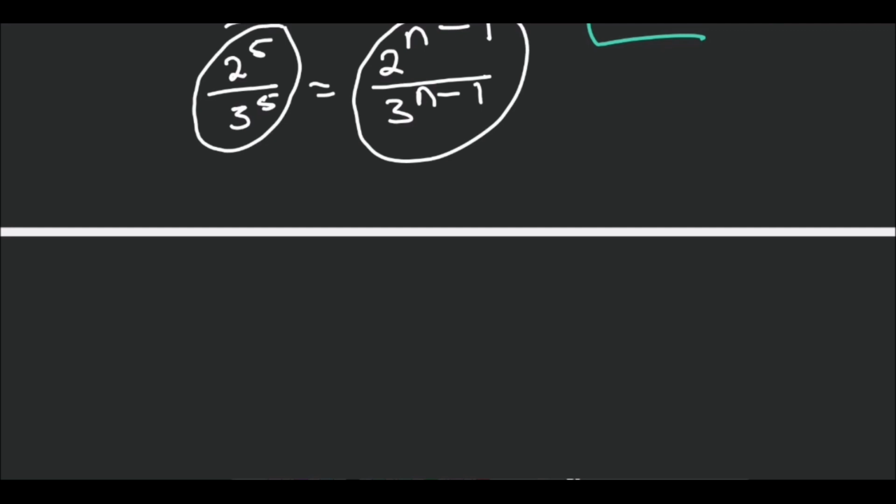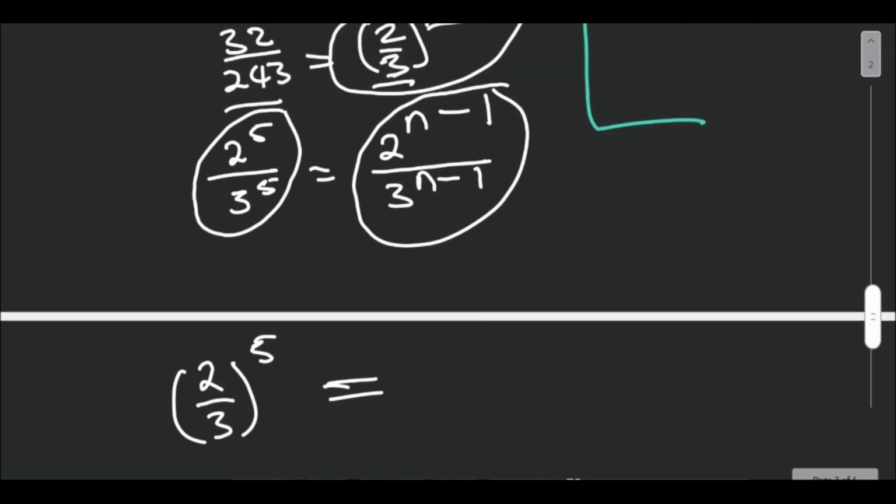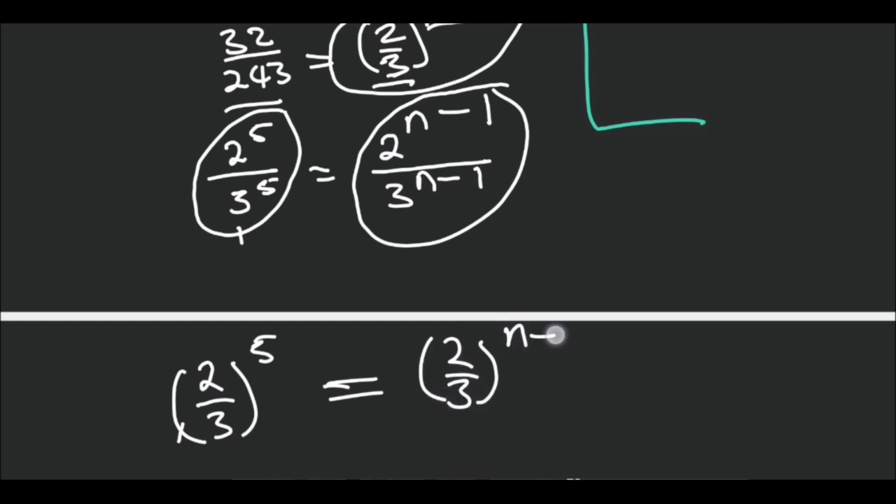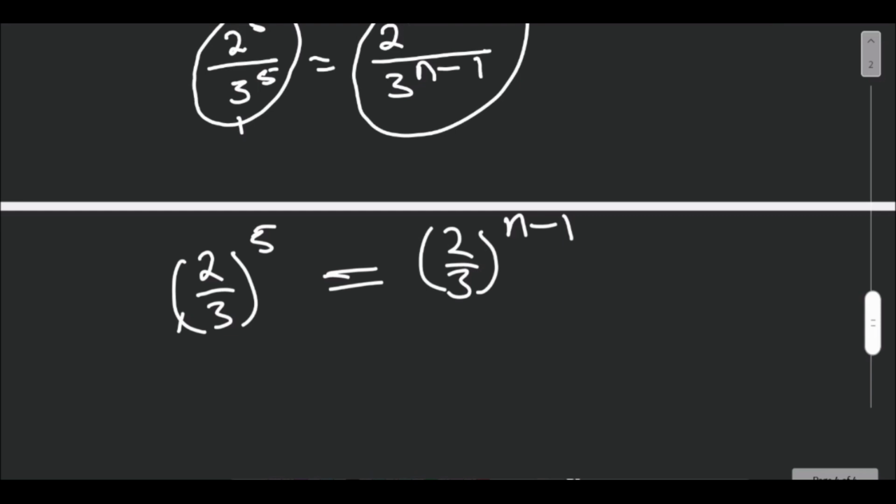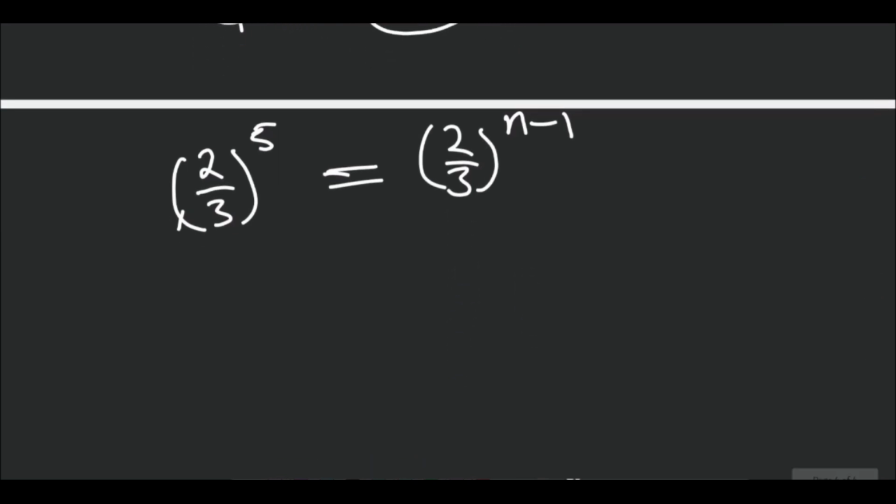All right, let's do that. So in this case, we have our base is 2 and 2 over 3, and we can raise that to what? To 5, and equate that to this. We do the same thing that we did with this one here. We take 2 over 3 and raise it to n minus 1. All right, so now you can see that we have the same bases but different exponents.